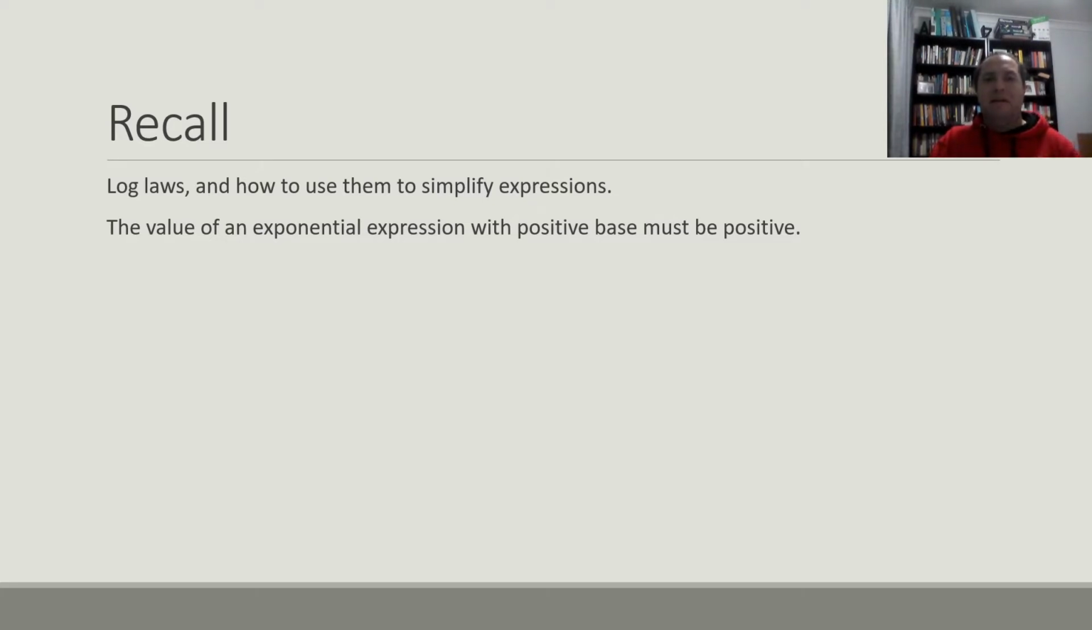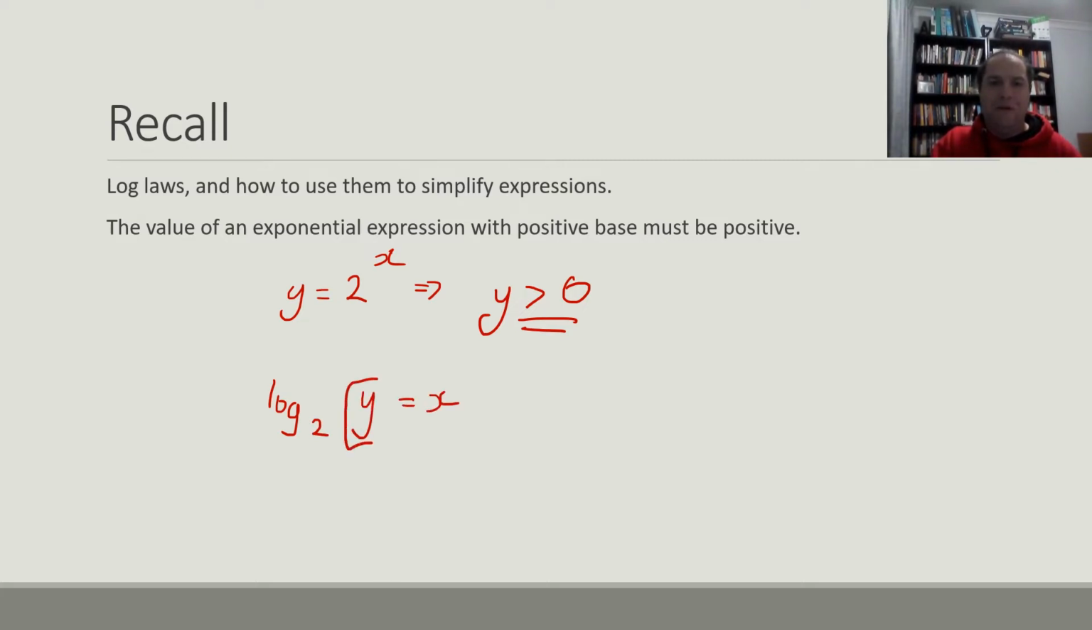Another thing to recall is that the value of an exponential expression with positive base must be positive. For example, if we've got 2^x equals y, then that means the value of y must be greater than 0. The same sort of idea is true for logs as well. If we have log base 2 of y equaling x, then our value y must also be greater than 0.